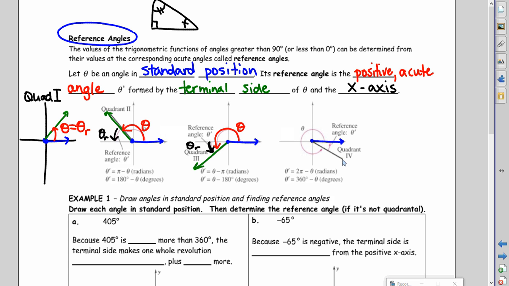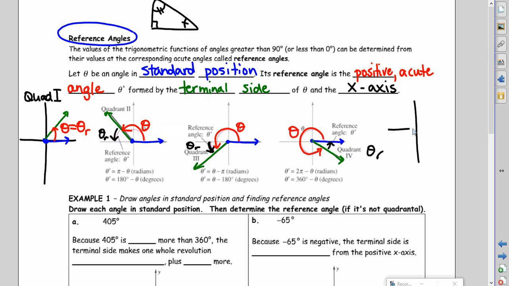So if I land over here in the fourth quadrant, my original angle theta would be going all the way around the outside there. That's my theta. My reference angle is between the terminal side and the x-axis. So it's just this little piece left here that I had to go to get to 360 or 2 pi.